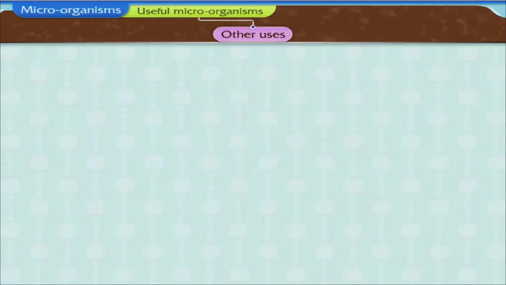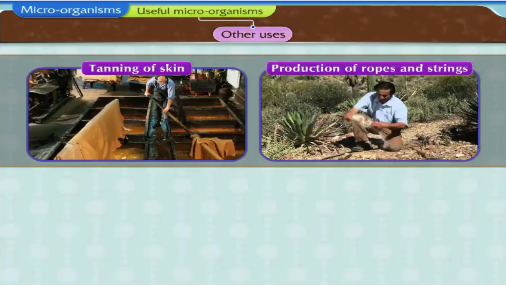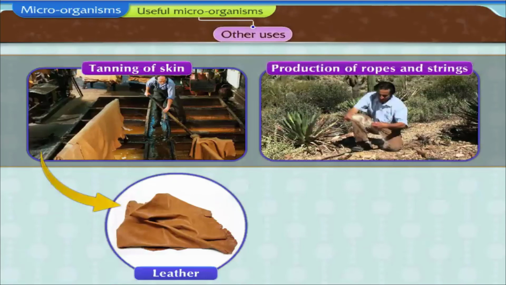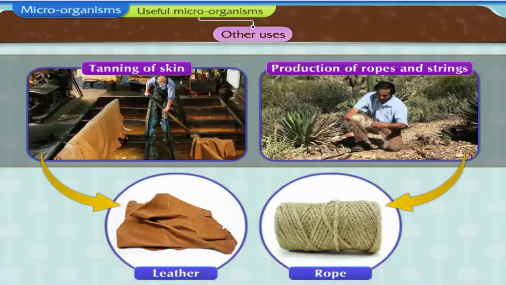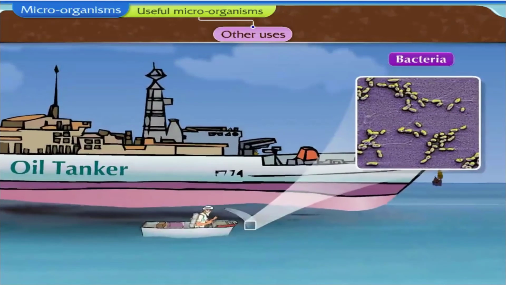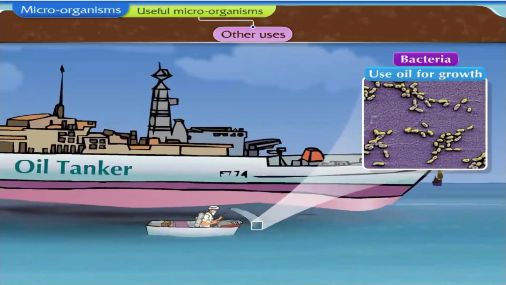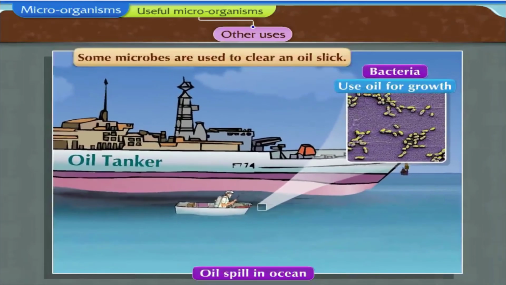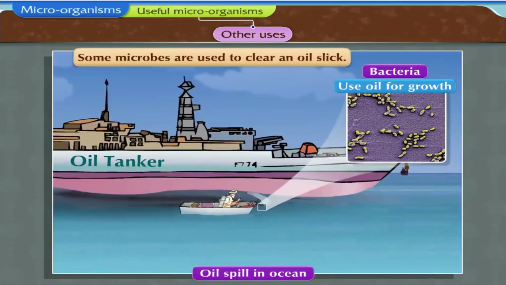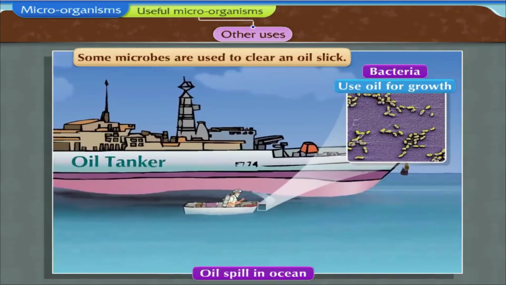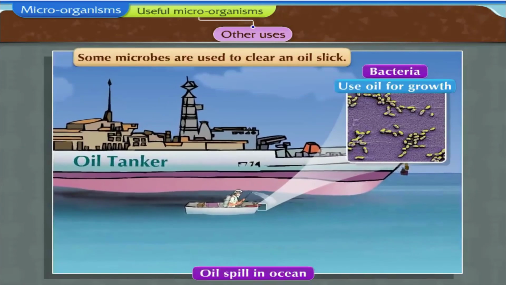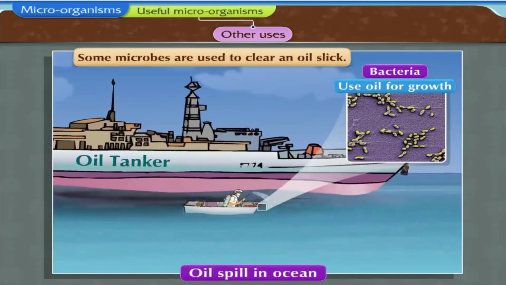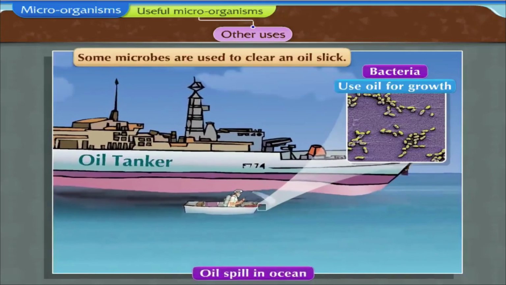Other uses. Microorganisms are also used in the tanning of skin, and in the production of ropes and strings from plants like agave. Some microbes use oil for their growth. Such microbes are used to clear a layer of oil floating on the surface of an ocean or lake formed due to a leak or spill, that is, to clear an oil slick.